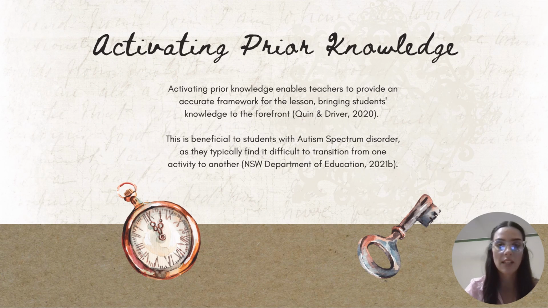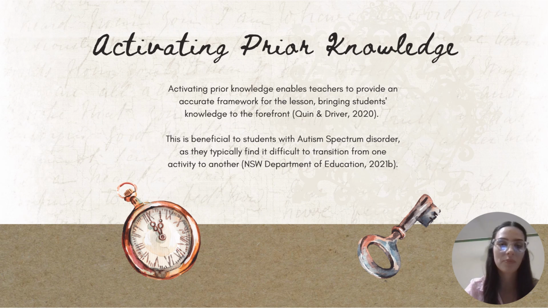At the beginning of the lesson, Quinn and Driver explain that before reading a text, activating prior knowledge allows teachers to provide an accurate framework for the lesson and it brings students' knowledge to the forefront of their minds. Through explicit teaching and instructions, teachers can help students know what they already know about a topic, preparing them to delve deeply into the lesson.